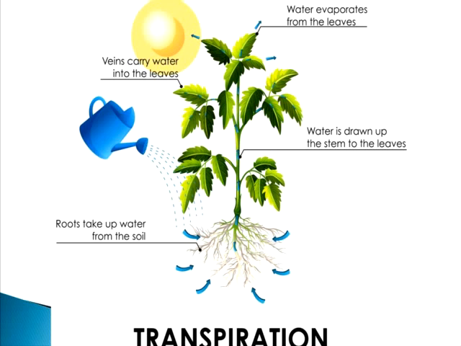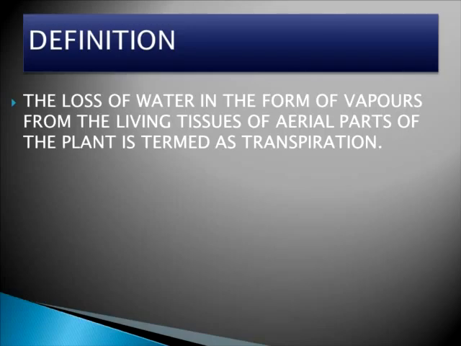The process of transpiration is unavoidable because of the anatomical structure of the leaves. Since stomata are required for gaseous exchange, in photosynthesis as well as in respiration, the loss of water vapor through them cannot be avoided. Therefore, transpiration is truly called a necessary evil. Now, the definition: the loss of water in the form of vapors from the living tissues of aerial parts of the plant is what we call transpiration.